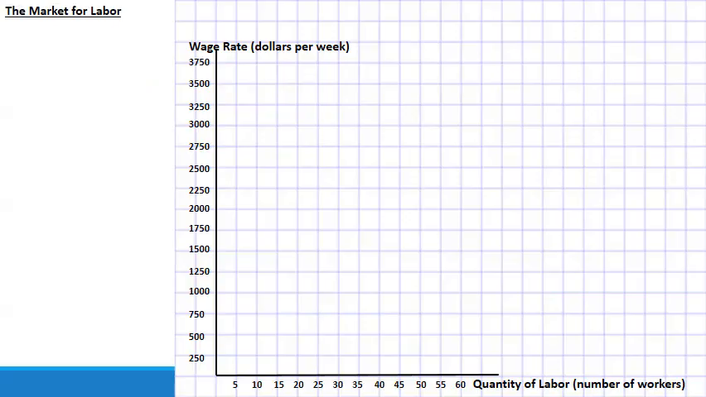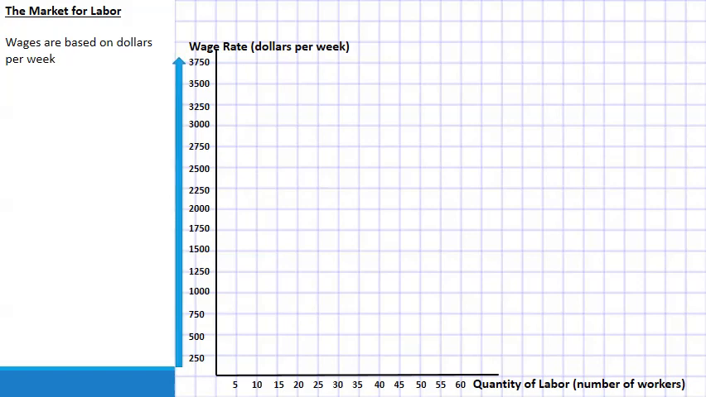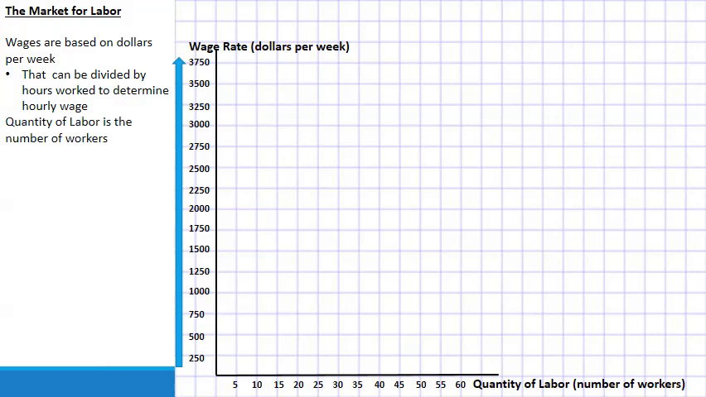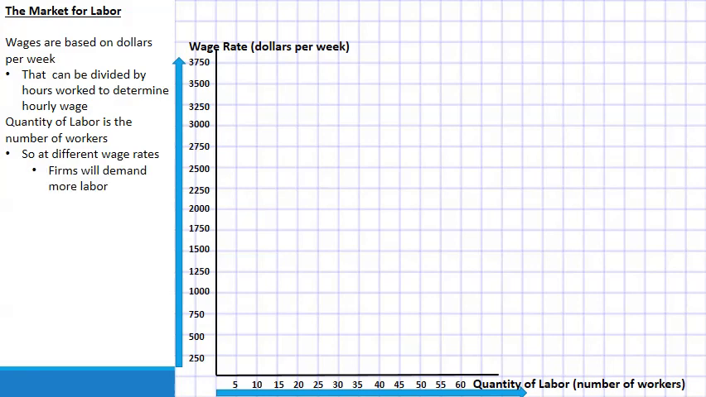So in the market for labor, wages are based on dollars per week. We can take those numbers you see here and multiply them by 40, which is an average work week, and that gives us the hourly wage. At the bottom is the quantity of labor, the number of workers we have. And so we want to see what happens at different wage rates. Now remember, the law of demand still applies. So firms will always demand more labor when the wages go down.